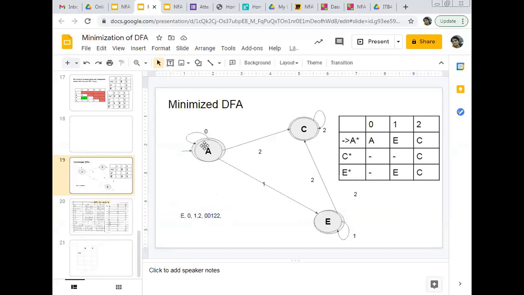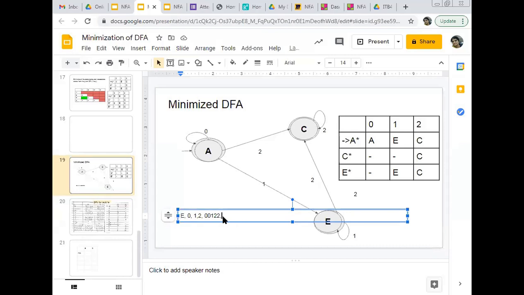0. Start from the start state A, obviously, we have to start from the start state. 0, 0. We have obtained two zeros. Then it says we need a 1. Go to E on 1. Yes, I got 1. Then it wants two 2s. So go to C. 1, 2 is done, then the second. Yes, we can obtain this.